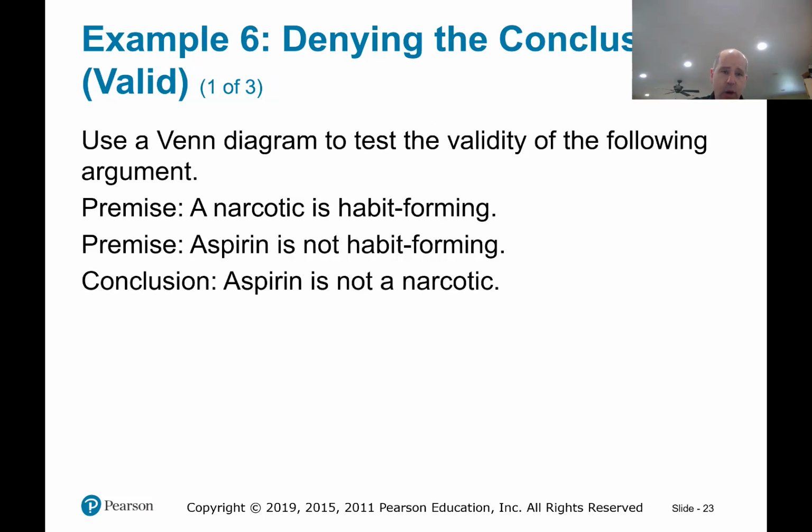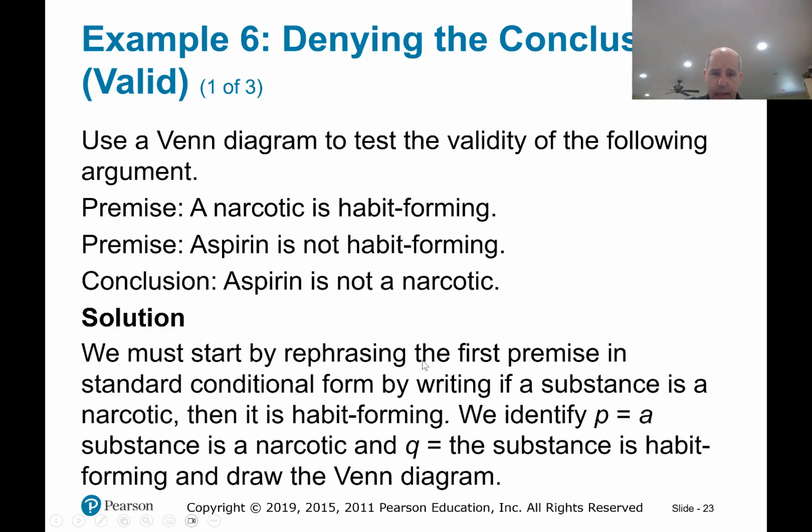All right, now last one. Premise 1, a narcotic is habit forming. Premise 2, aspirin is not habit forming. Conclusion, aspirin is not a narcotic. So again, let's analyze this using a Venn diagram. But let's paraphrase some of this because it's a little hard to see what's going on here.